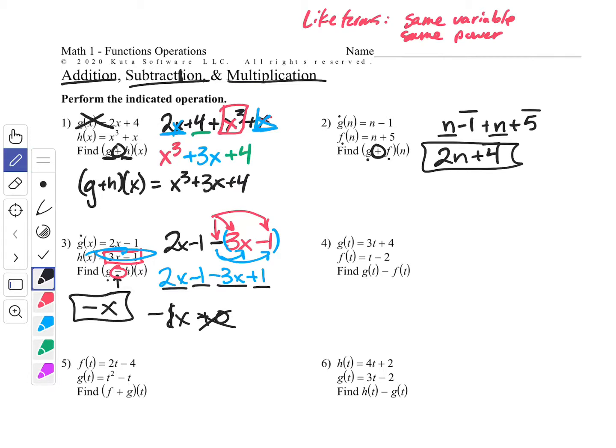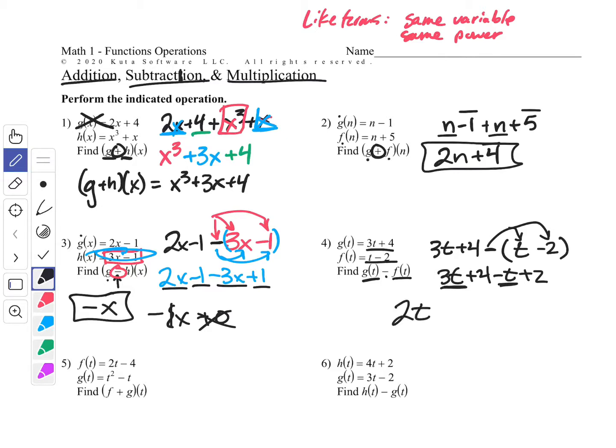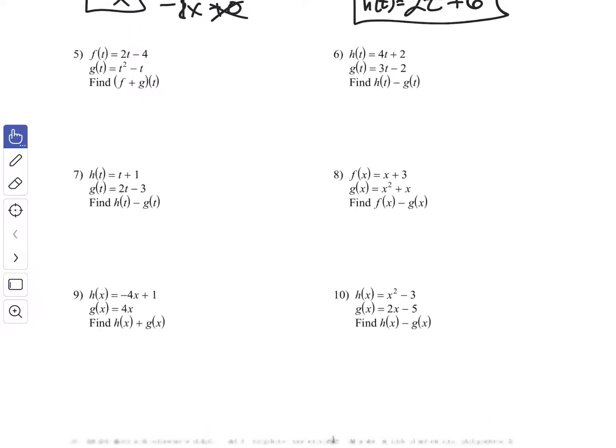All right, number 4, g of t. So g of t is 3t plus 4. Subtracting, and then I'm going to put parentheses, f of t, which is t minus 2. So that negative applies to both, so I end up with 3t plus 4 minus t plus 2. Then combine like terms. 3t minus t is 2t. 4 plus 2 is positive 6. So my new function, which if I wanted to, I could call h of t, would equal 2t plus 6. Okay, and that's pretty much all we got going on here for the plus and the minus, okay?